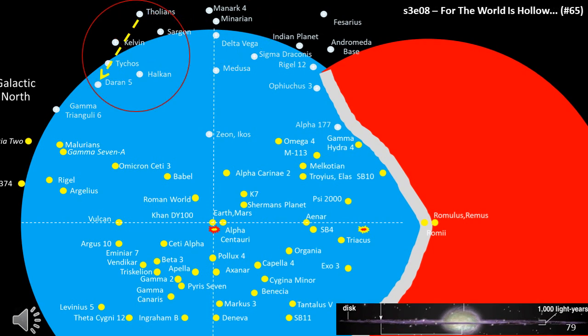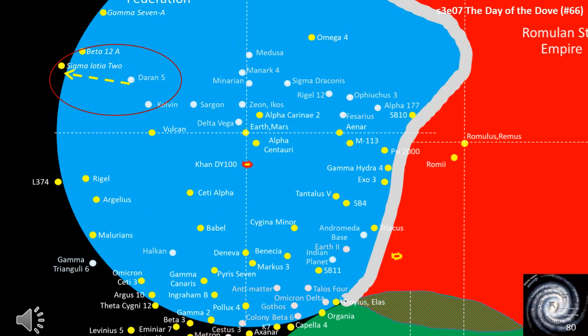For the world is hollow, the Enterprise travels close to Daran 5, which is most likely an alien Federation member planet close to the edge of the Federation boundary or border. In the Day of the Dove, the Enterprise travels to a fake Federation colony. I'm assuming that this is actually an uninhabited planet and it's beyond Federation space.